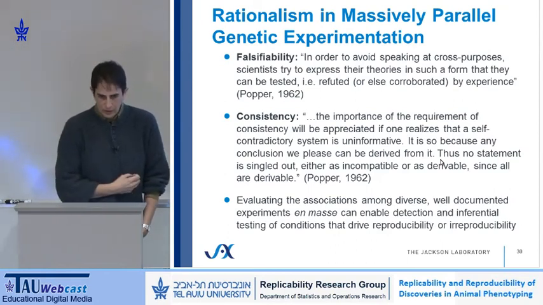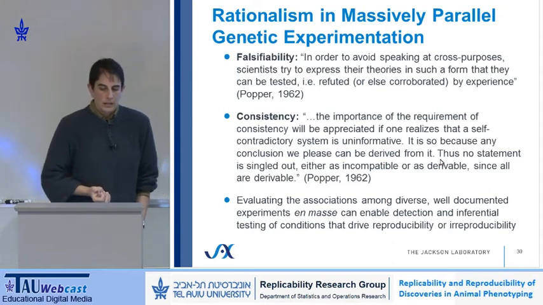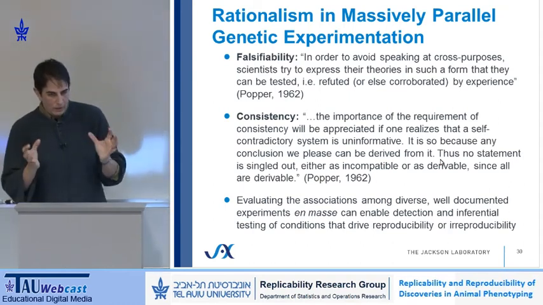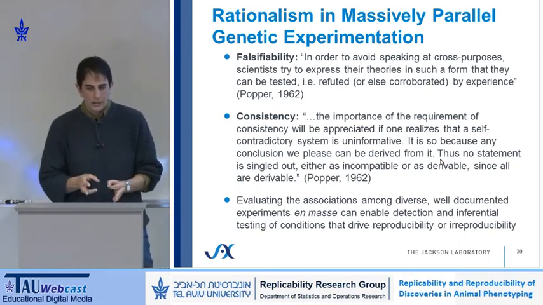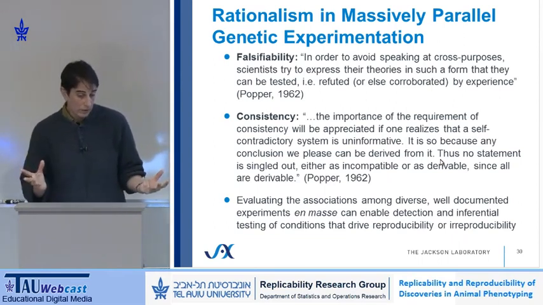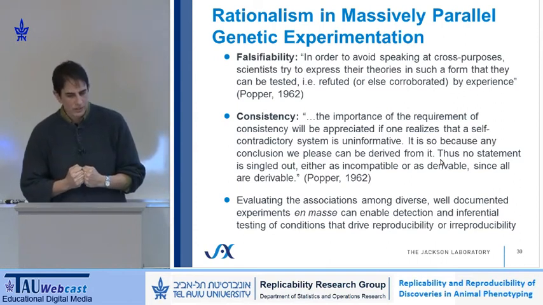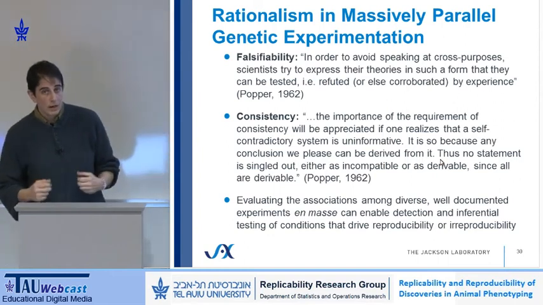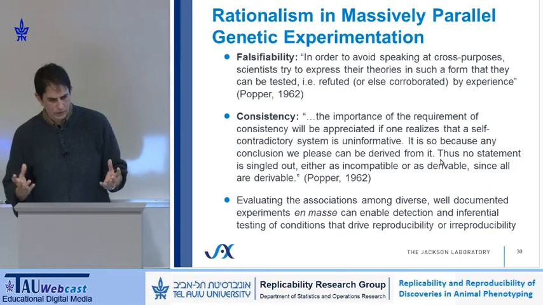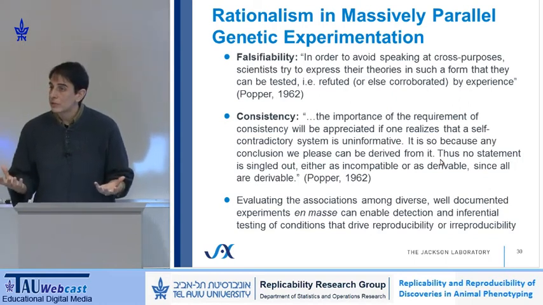So, you know, I was thinking about this. We do this massively parallel genetic experimentation, and Karl Popper urges us to do these falsifiable experiments that are excluding other alternative hypotheses, that we really can't have a system in which we can derive any possible conclusion out of our experimental analyses. So when I heard Wim, I thought, it's a hopeless situation. We can say anything we want to out of this data.